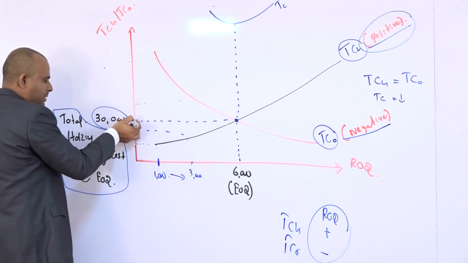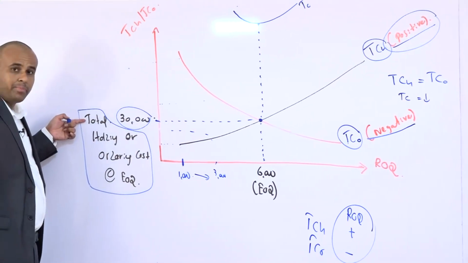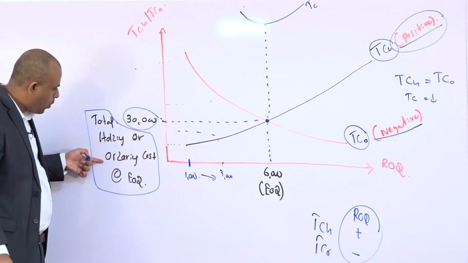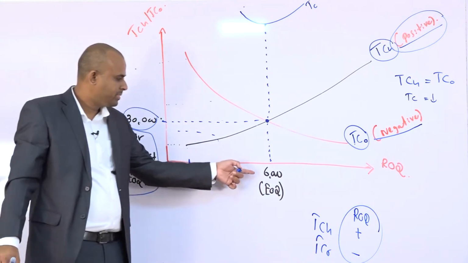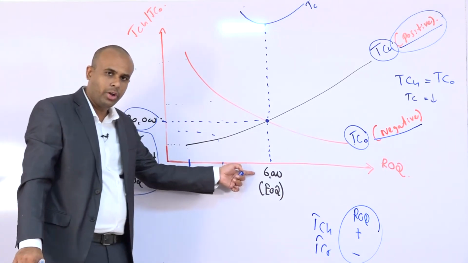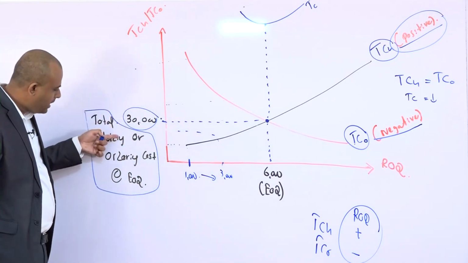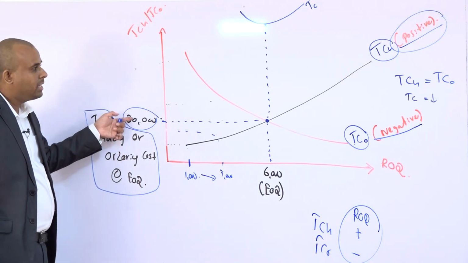Putha, this particular point we identified as 30,000. What can you say that is? Total cost of holding or ordering cost at EOQ. When you order 6,000 units, which is your economic order quantity, how much is the total holding cost? That is 30,000, which is equal to the total ordering cost of 30,000 as well. Is that clear? Yes.